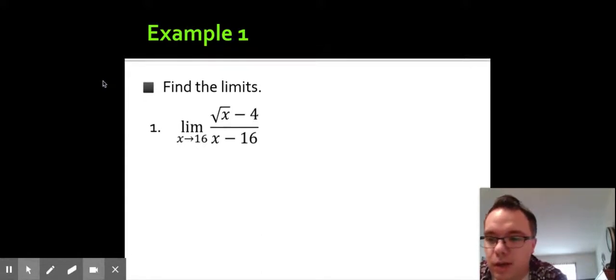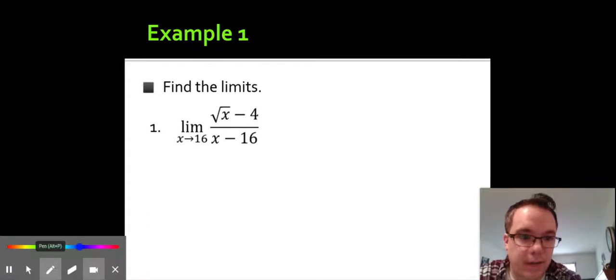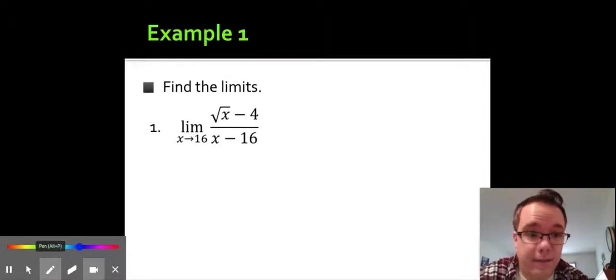So first thing we should always check is if I plug in that 16, do I get a 0 on the bottom? Well, 16 minus 16 is 0. So yes, I do. So I can't just use direct substitution right away. I have to actually do some work. So the work that we're doing now is we're going to find the part with the radical, and we're going to multiply by that conjugate.